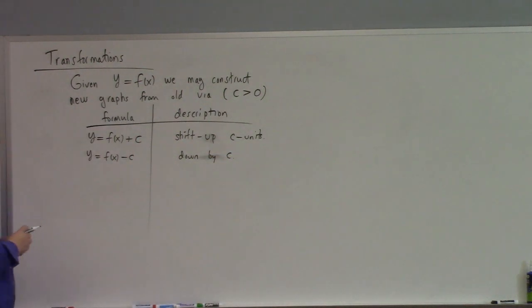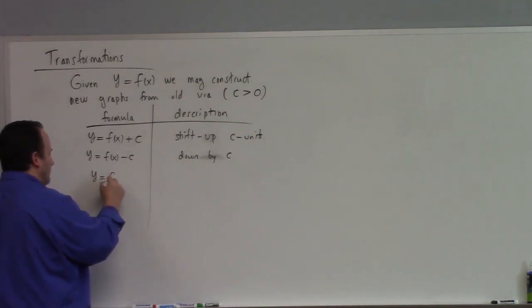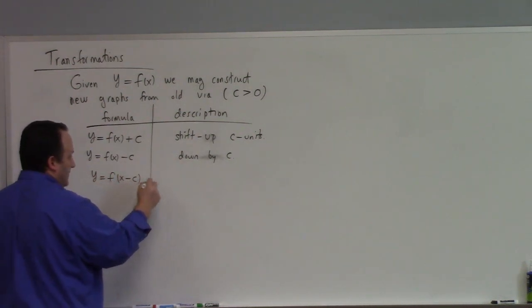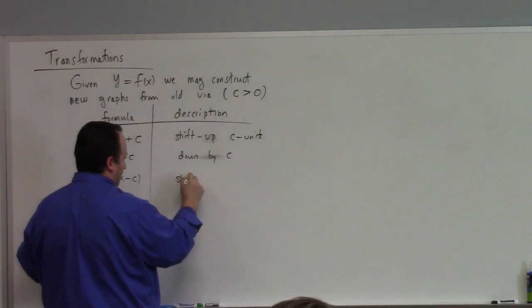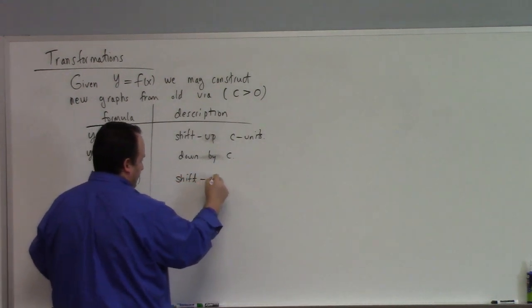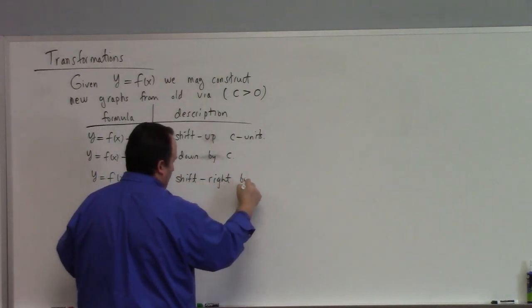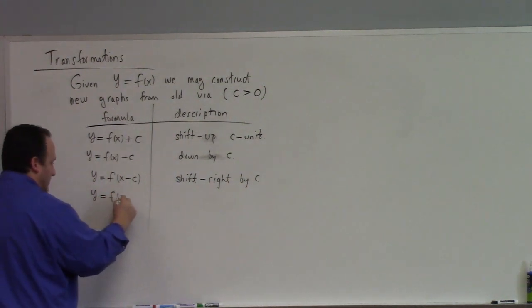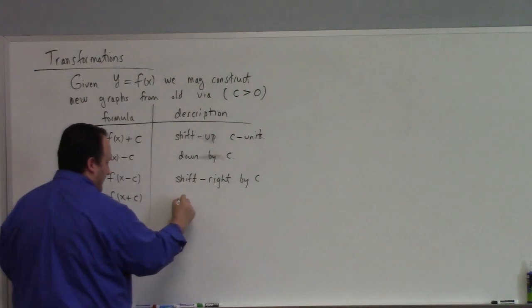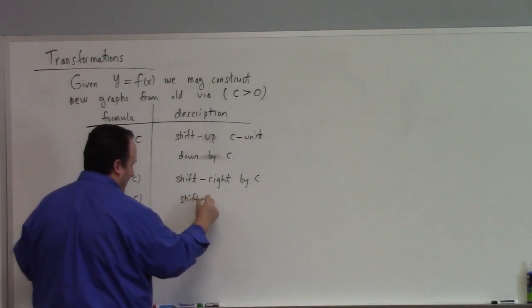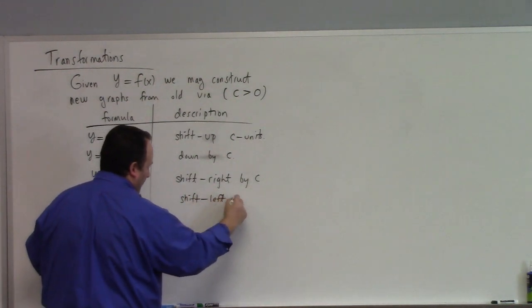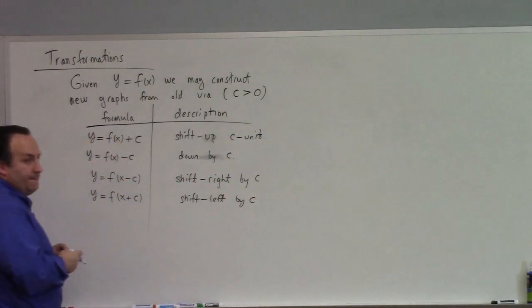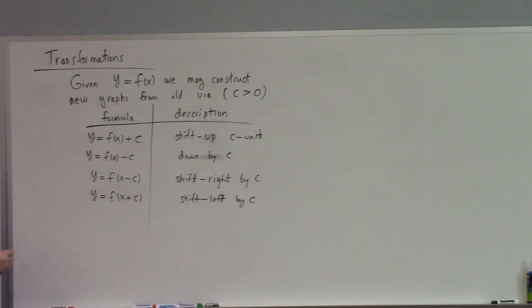So it's a shift down by c. On the other hand, if we have y equals f of x minus c, this is a shift right by c. If we have y equals f of x plus c, that's a shift left by c.